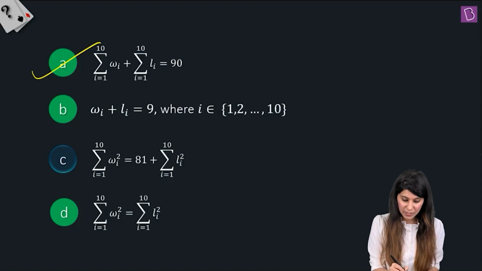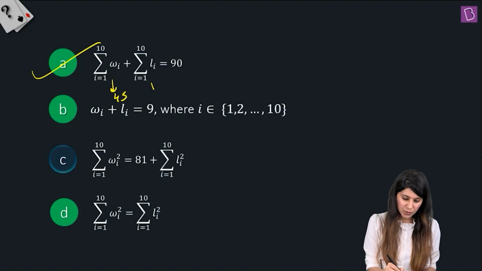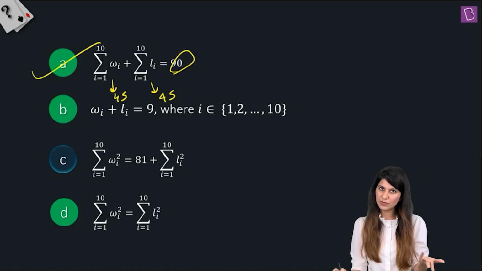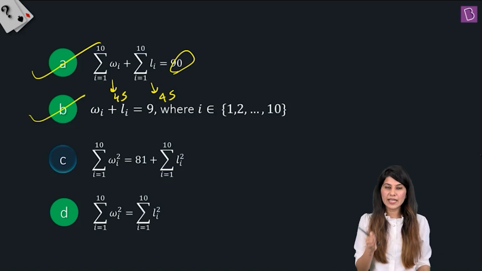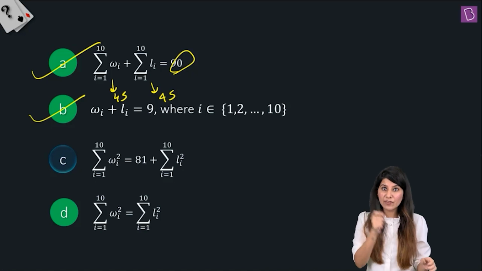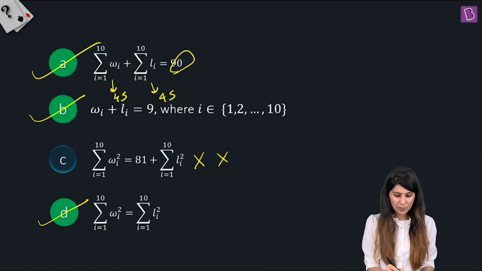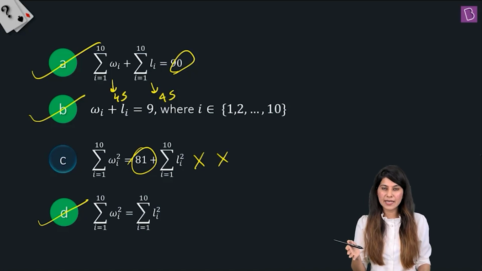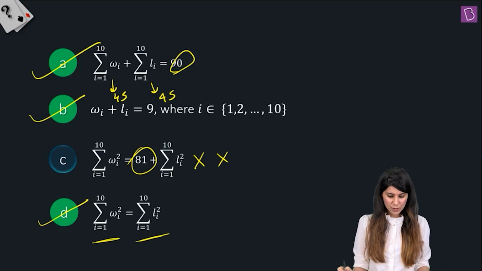So option A is correct. How? Because all the wins sum to 45 and all the losses also sum to 45, so overall the number of wins plus the number of losses is 90. Option B, Wi plus Li equals 9: for each and every player, the number of games he plays is 9, and the number of games he wins plus loses is 9. So this is also correct. Option C is incorrect because sigma Wi square is not equal to 81 plus sigma Li square, but sigma Wi square equals sigma Li square. So option D is right.